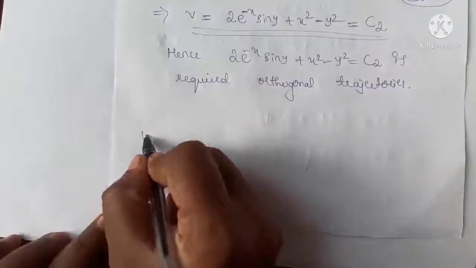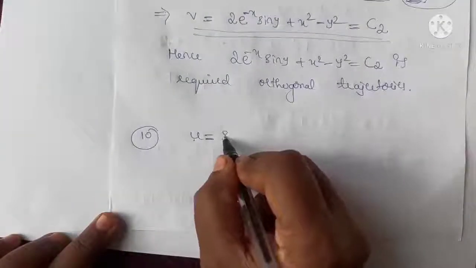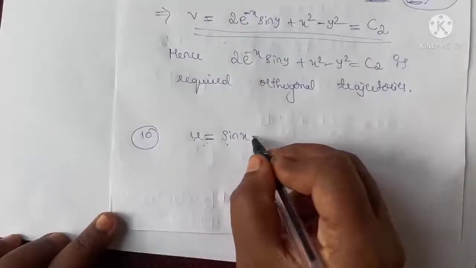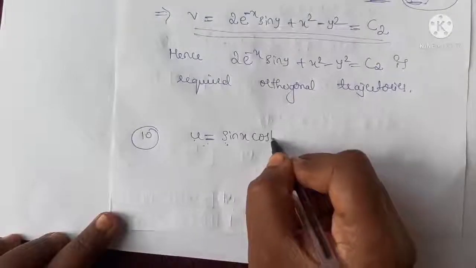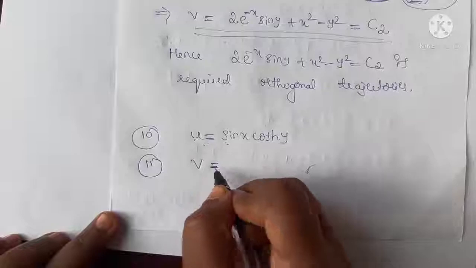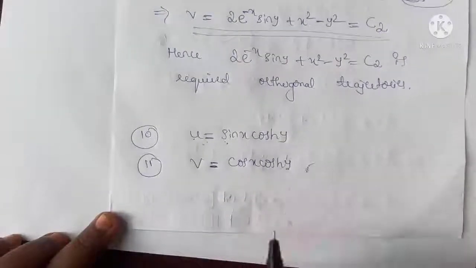Next, you try this by yourself. Here u is given, and you have to construct the analytic function. That is, u is equal to sin x cos hy. And one more, where v is given, v is equal to cos x cos hy. You try these two by yourself.